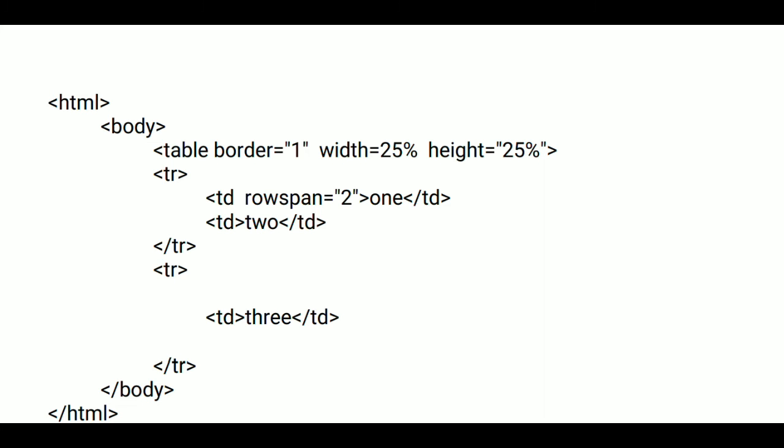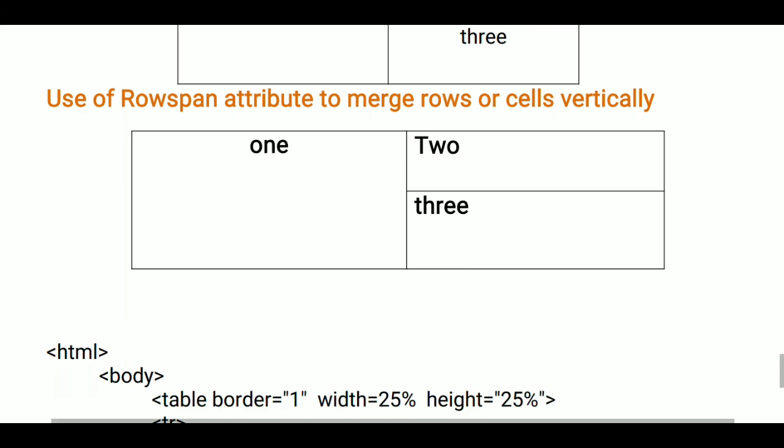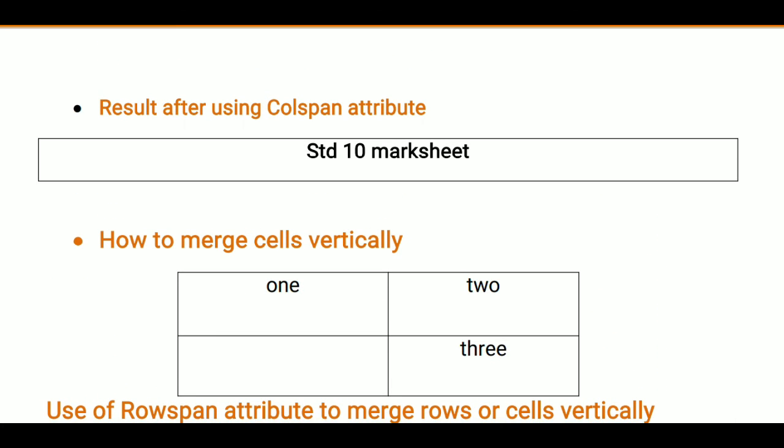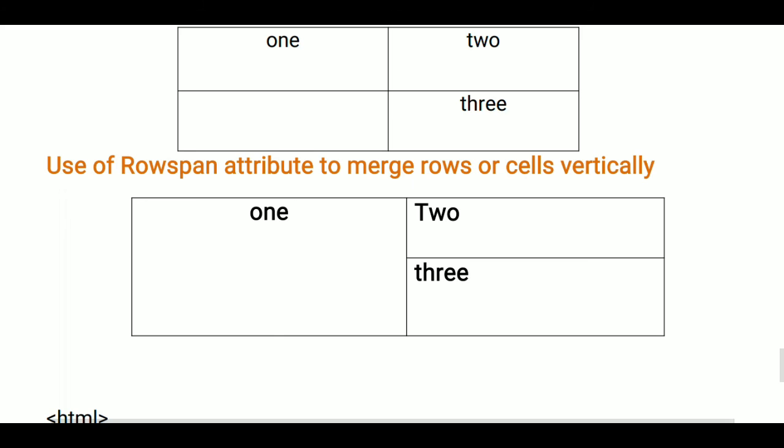So by writing this, you can see the output like this table. Okay, so rowspan you also have to use with the starting TD or TH tag, and colspan also you have to use with the starting TD or TH tag. So without using rowspan, your output was like this before. And when you use rowspan, you can see the output like this table. I hope you understood the rowspan and colspan attributes.